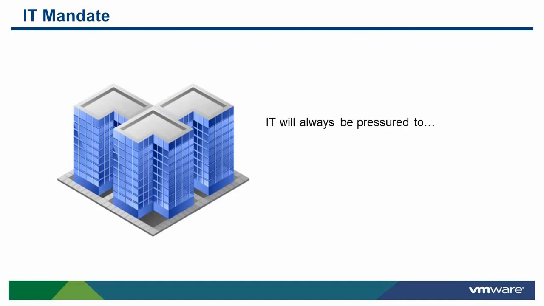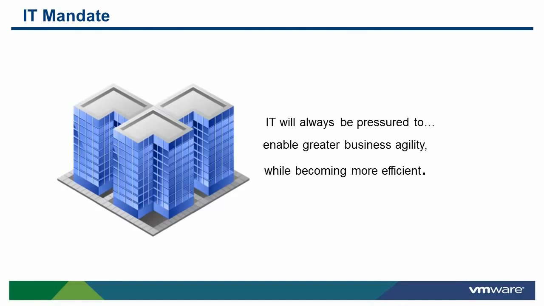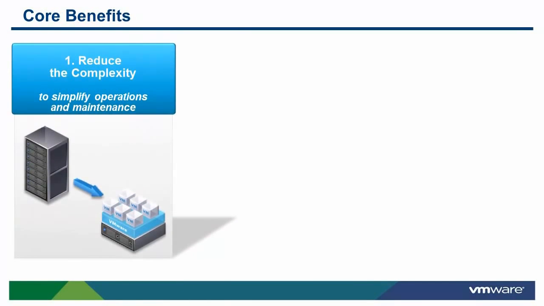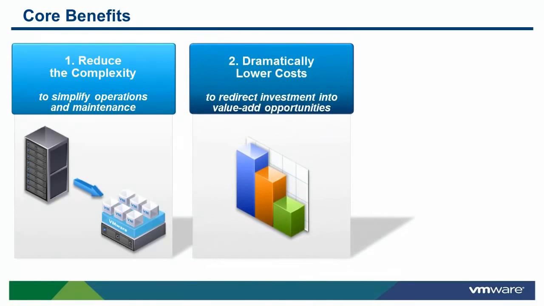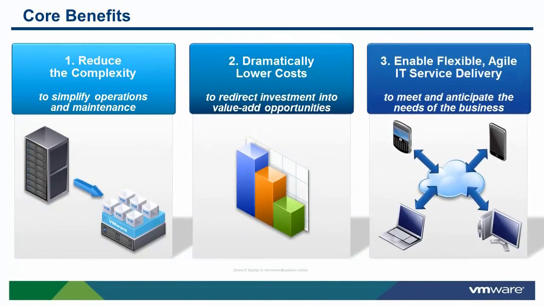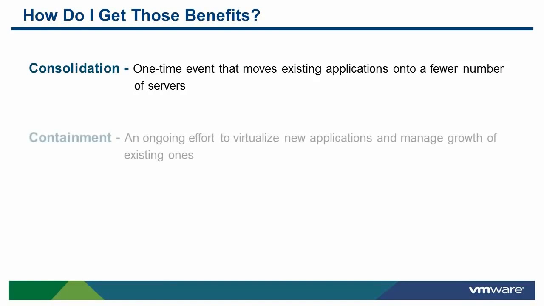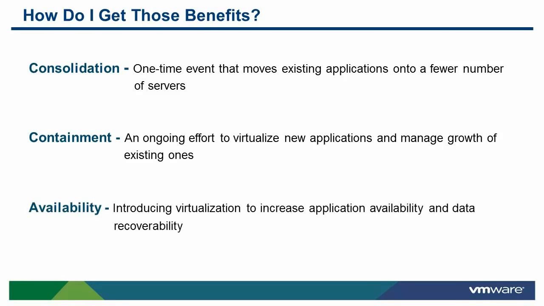So, what's the problem that we're trying to solve? IT has the constant pressure to reduce costs while providing more. The core benefits of virtualization include reducing complexity, dramatically lowering costs, and enabling a flexible, agile IT service delivery. How does this happen? By consolidating many existing servers onto a fewer number of servers, by containing new applications through virtualization and managing the growth of existing ones, and by increasing application availability and data recoverability.